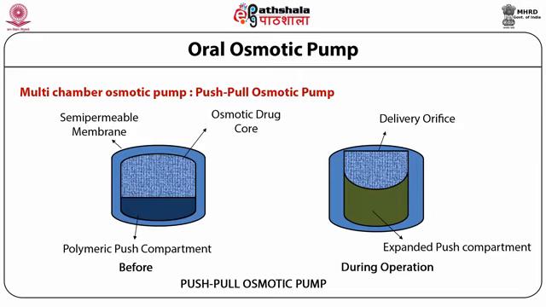Once you have water or biological fluid or GIT fluid inside, it dissolves the drug. Listen: first it will dissolve the osmotically active agents, and because of this, the osmotic active agent will push against the polymer push compartment, making a convex layer. This layer will exert pressure upward, and ultimately it helps in releasing the drug from the orifice.